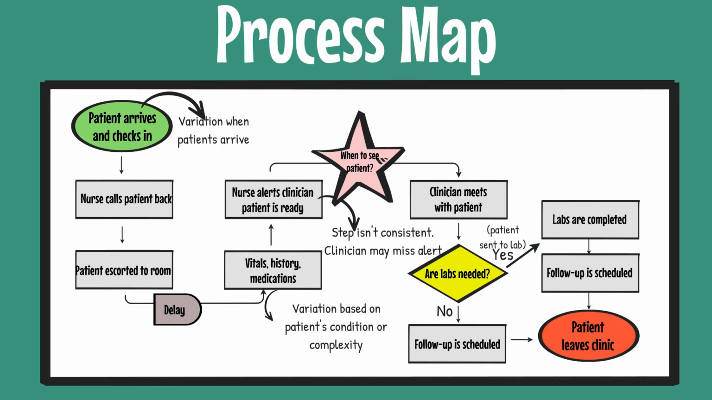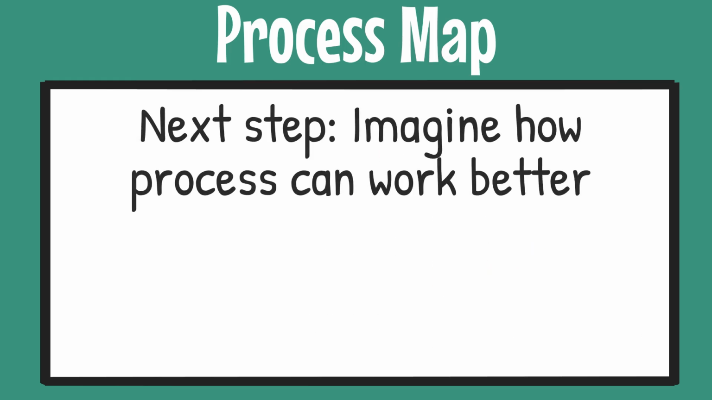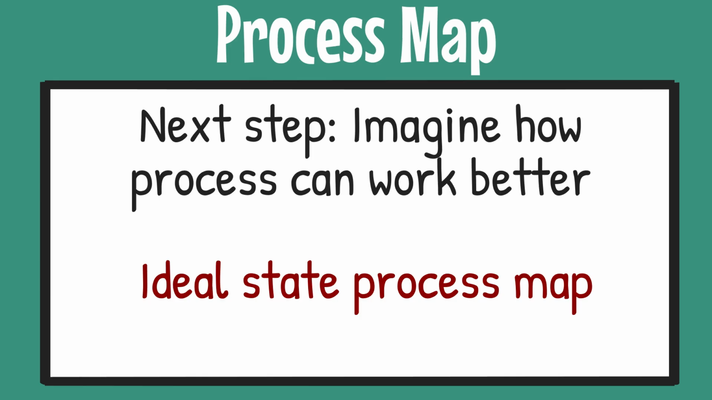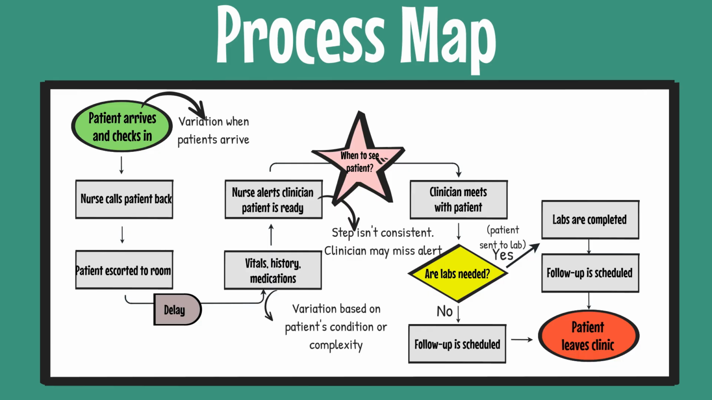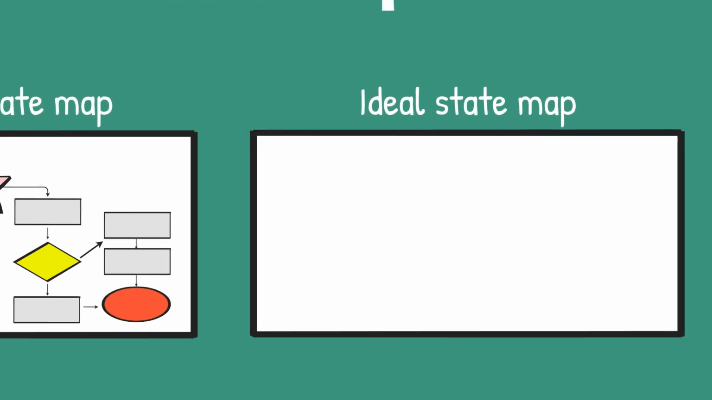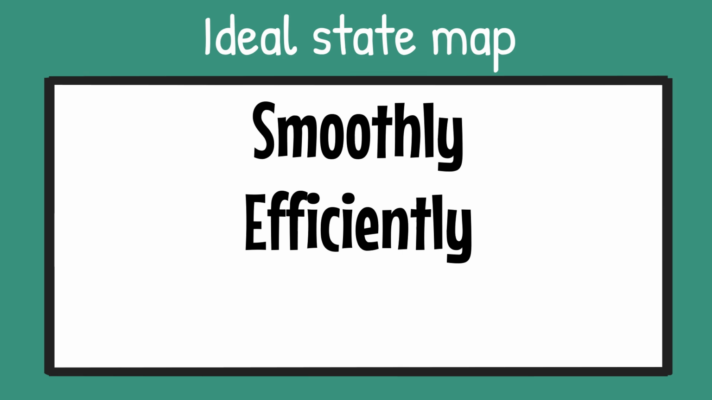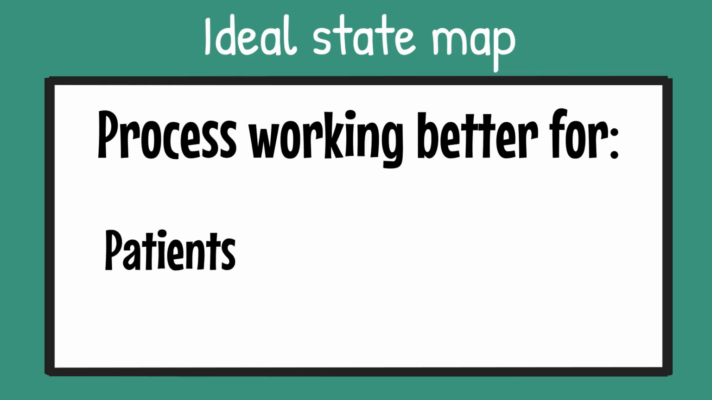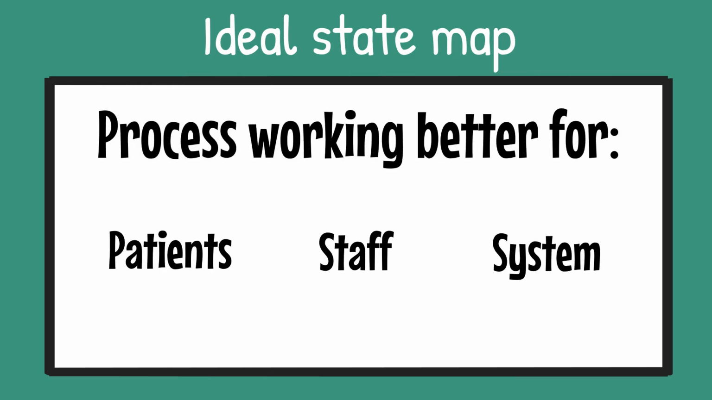Once your team has created a map of how a process works currently, the next step is imagining how that process could work better. This is where an ideal state, sometimes also referred to as a future state process map, comes in. Unlike the current state map, which reflects what is, the ideal state map reflects what it could or should be if things were running smoothly, efficiently, and reliably. Ideal process maps can help envision what the process could look like if it worked better for patients, staff, and the system as a whole.